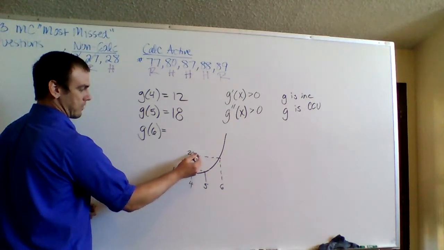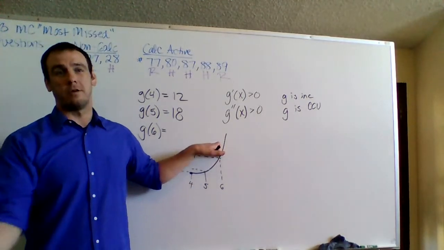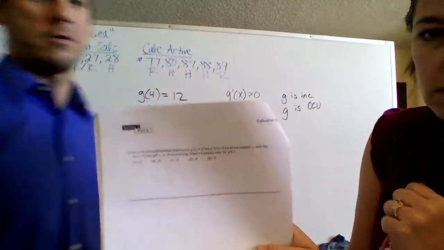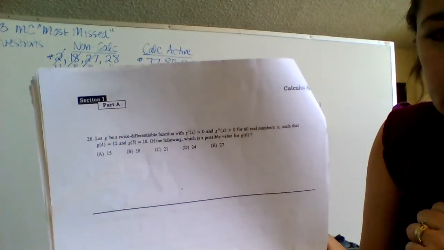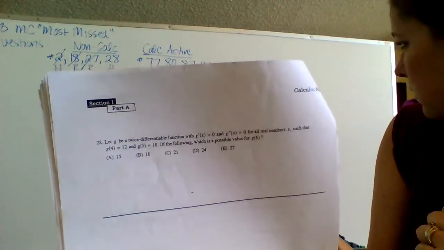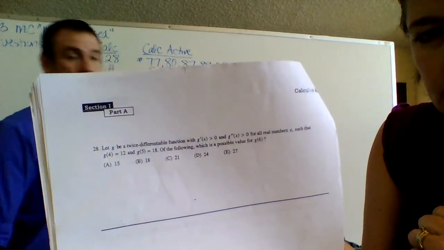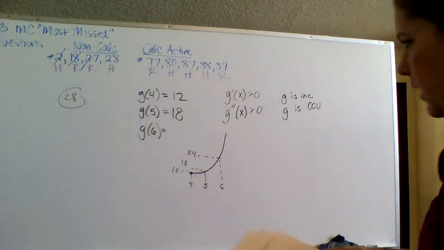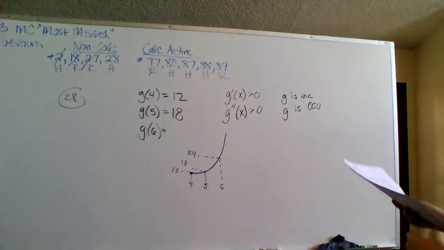So this is going to be at 24. That means pretty much anything larger than 24 would be an acceptable answer. If you look at all the possible answers, the first 3 are less than 24. The fourth option is 24. Remember, this is increasing and concave up, so it has to be going up by more than 6. So the only possible answer would be E, 27. Cool.